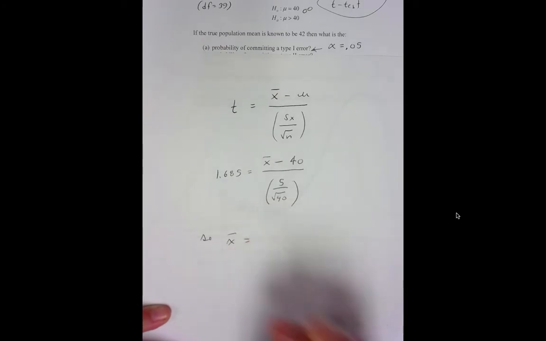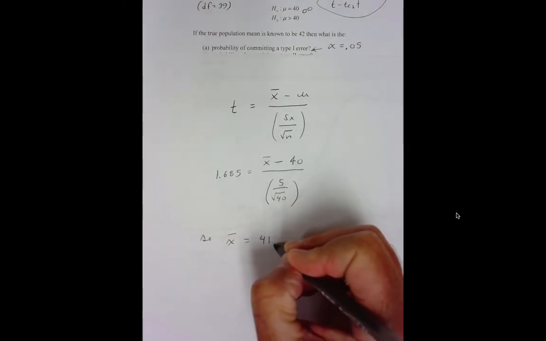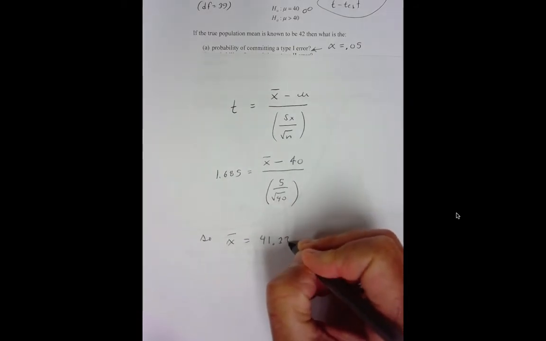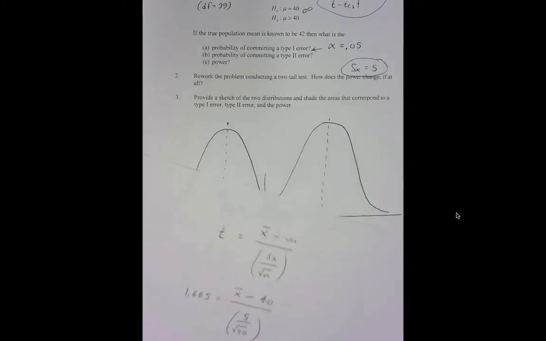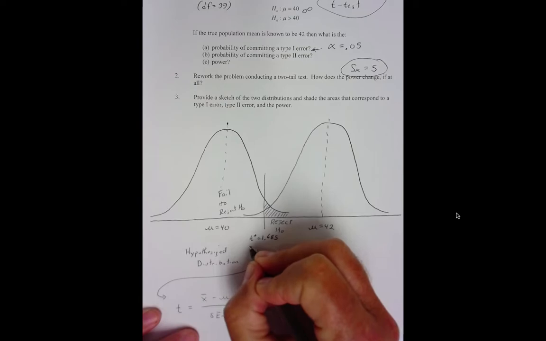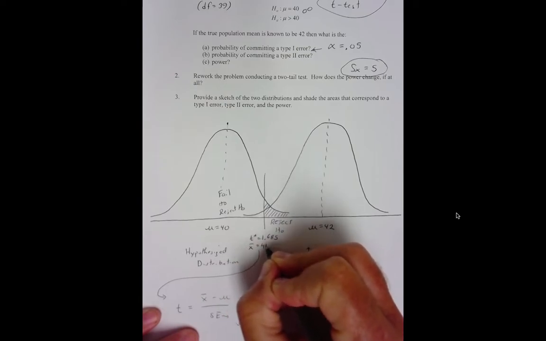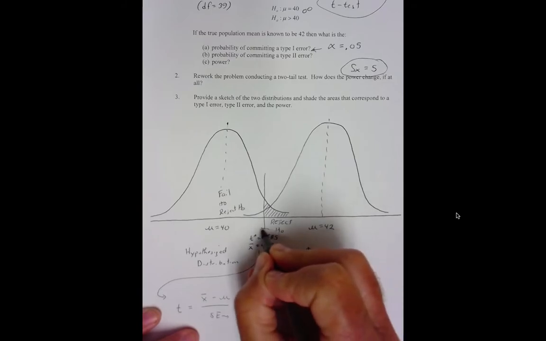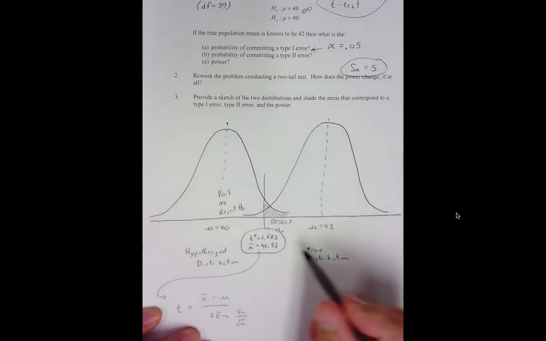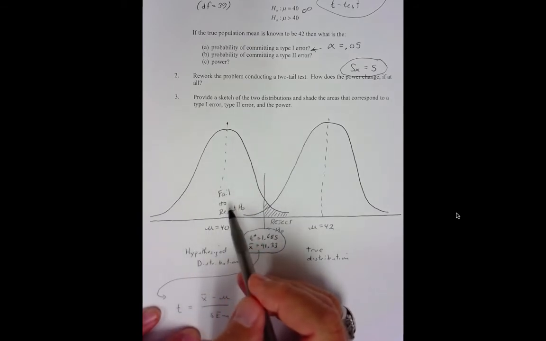So x bar, I'm going to put that in my calculator real quickly. 1.685 times 5 divided by the square root of 40, and then add 40. So the sample mean is 41.33. So the sample mean that represents this is 41.33 in this distribution.